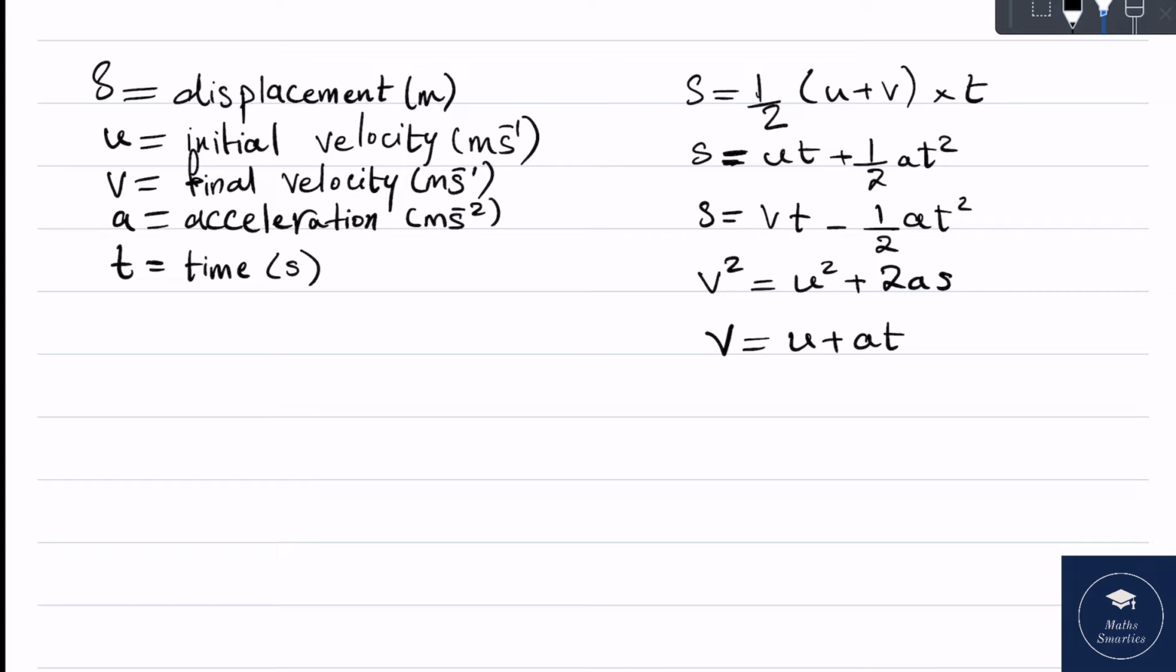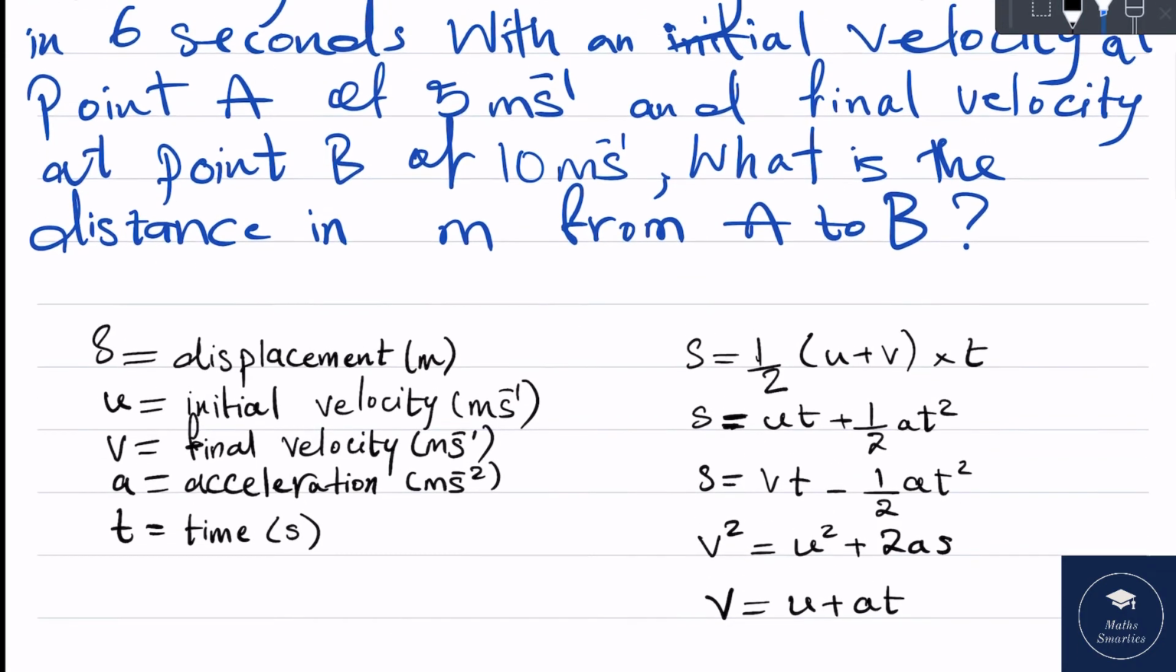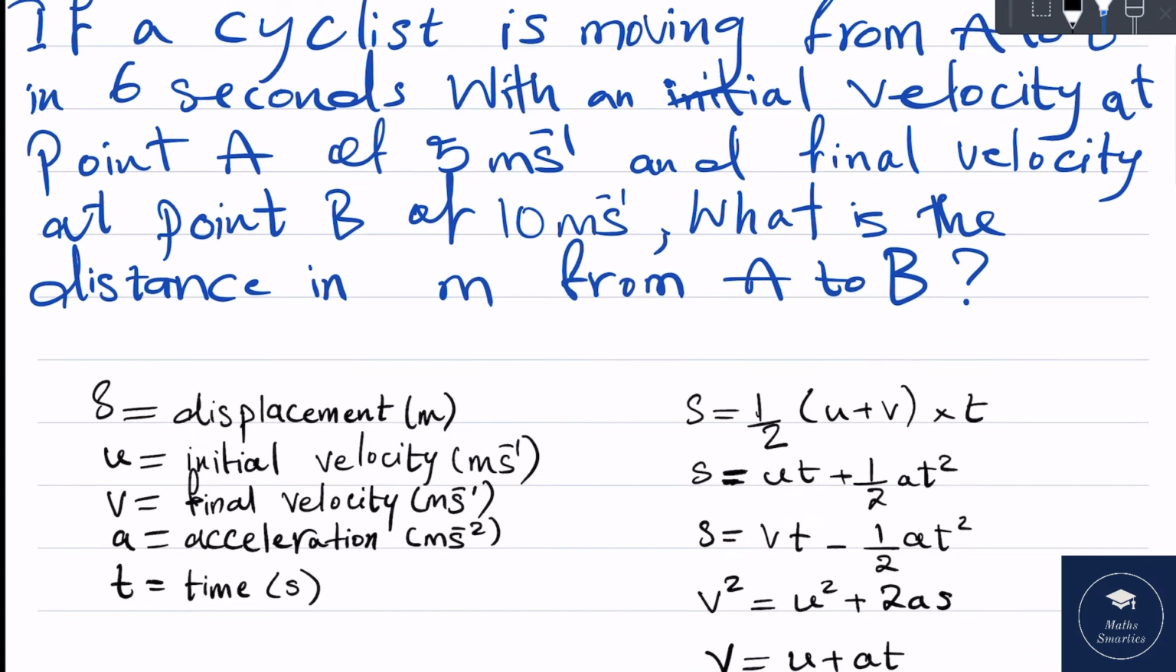These are in the data sheet or the formula booklet. So these are provided in the exam, but you should know how to apply them. We're going to use one of the equations for this question. Just to let you know, in some questions you might use one equation, in some questions you might use two. You might also have to rearrange to find other variables, so it's not always as straightforward.